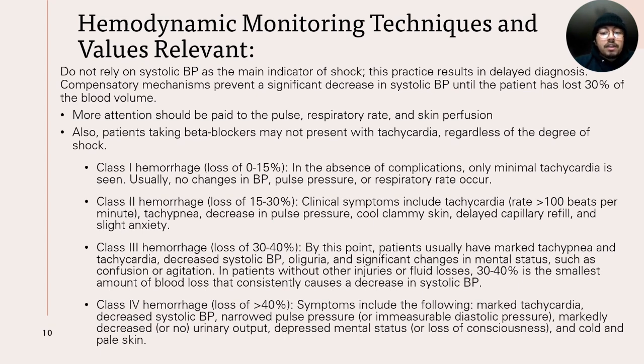In patients without other injuries or fluid losses, 30% to 40% loss is the smallest amount of blood loss that consistently causes a decrease in systolic blood pressure. So again, that's not going to be your main indicator. These other symptoms will be, and then understanding the situation the patient was in before or why they are coming in. Class 4 is the most severe. It's a loss of 40% or greater.